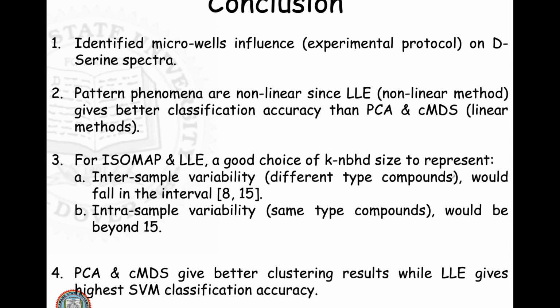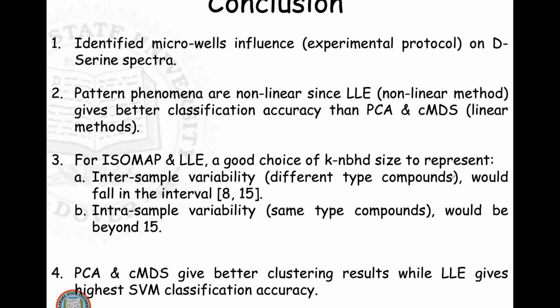And so the intersample variability between different types of compounds, if you want to tease them apart, you use neighborhood sizes that are in the interval between 8 and 15. So to tease apart different compounds, you use a smaller neighborhood, more local, but to tease apart intrasample the same type of compounds, how they differ from one instance to the next, you need a much larger neighborhood. And this is very key because if you want to characterize something about the experimental protocol for all the D-serines, you use a bigger neighborhood. The global smoothness matters, but for compounds that are different chemical structures, local matters, a smaller neighborhood size.